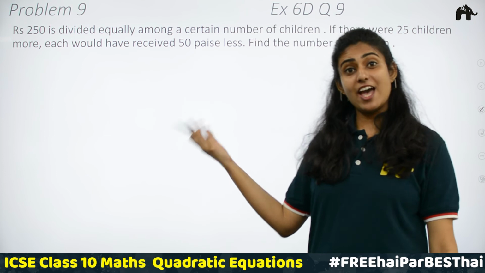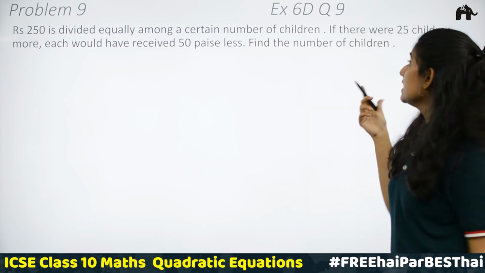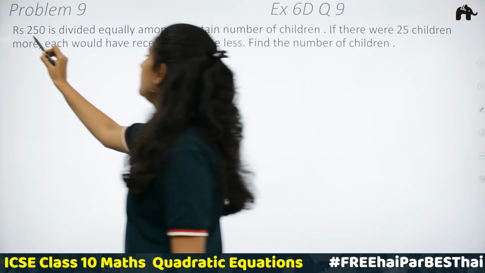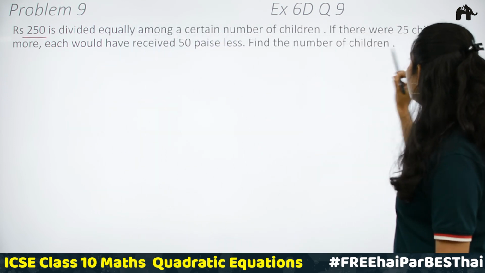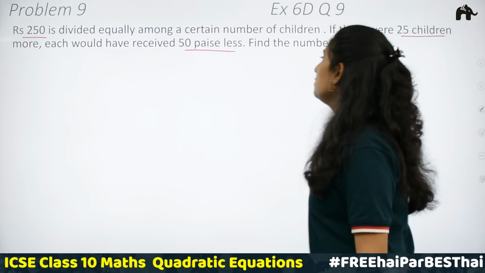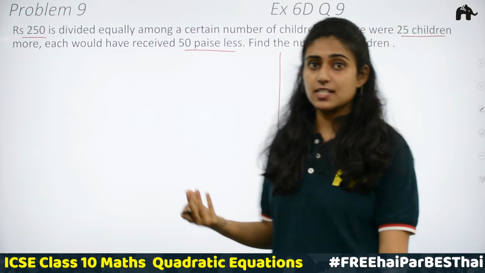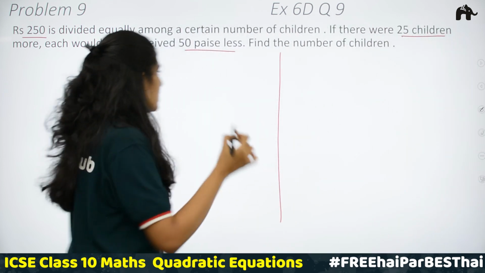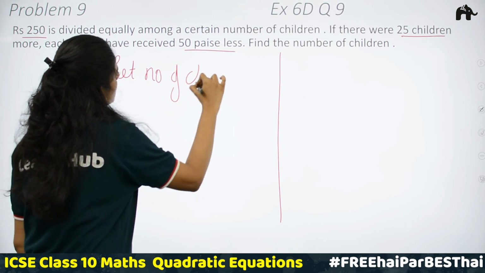Clear? Here we have our last problem for today, question 9 of exercise 6C. Rupees 250 is divided equally among a certain number of children. If there were 25 children more, each would have received 50 paise less. Find the number of children. We have to find the number of children. We will take the number of children as x. Let number of children be x.